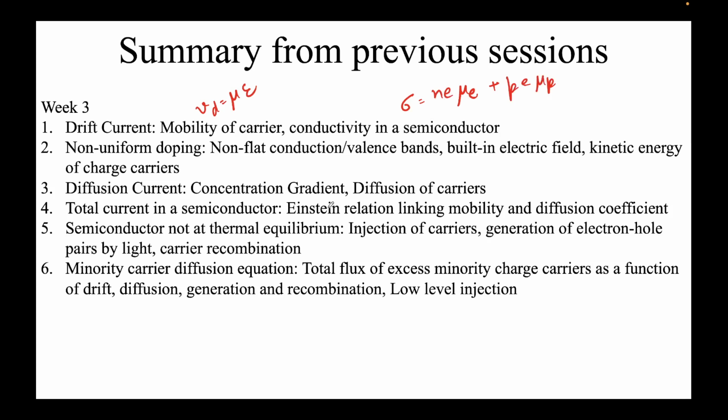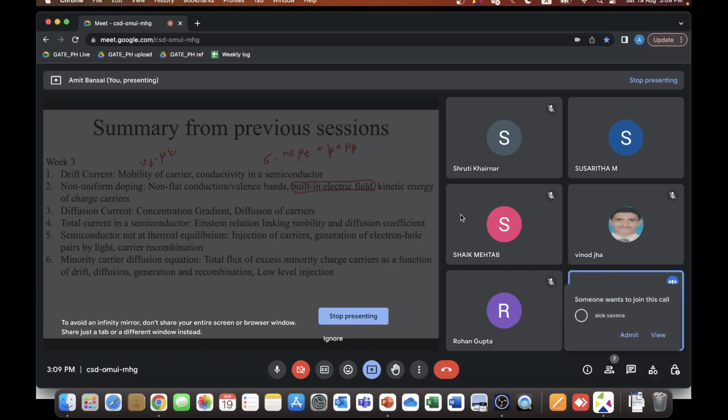Then we saw non-uniform doping, that the valence band and conduction band need not always be flat, and there's a built-in electric field due to that. This concept will come again today multiple times. Then we saw diffusion current, which arises due to the concentration gradient, that is, concentration of electrons, let's say, is high on one side and low on the other, and how they move from high to low concentration. Then we saw that the total current in a semiconductor is diffusion current plus drift current, and we also saw the Einstein relation linking mobility and diffusion coefficient.